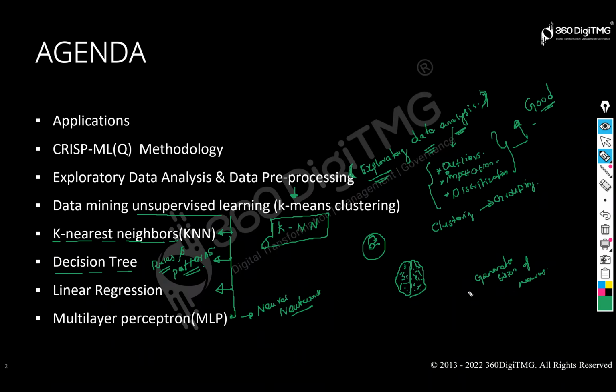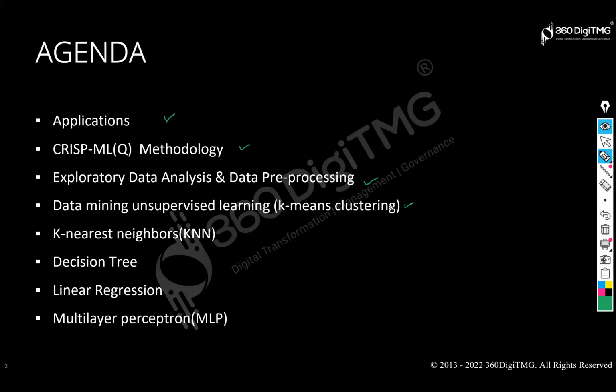Applications we will cover today. CRISP-DM maybe tomorrow. Exploratory data analysis maybe tomorrow. Then we will encounter data mining, that is unsupervised learning, K-means clustering we will discuss. Then KNN, then decision tree, then linear regression, then multi-layer perceptrons. So this is the flow we will go for the 8 days.